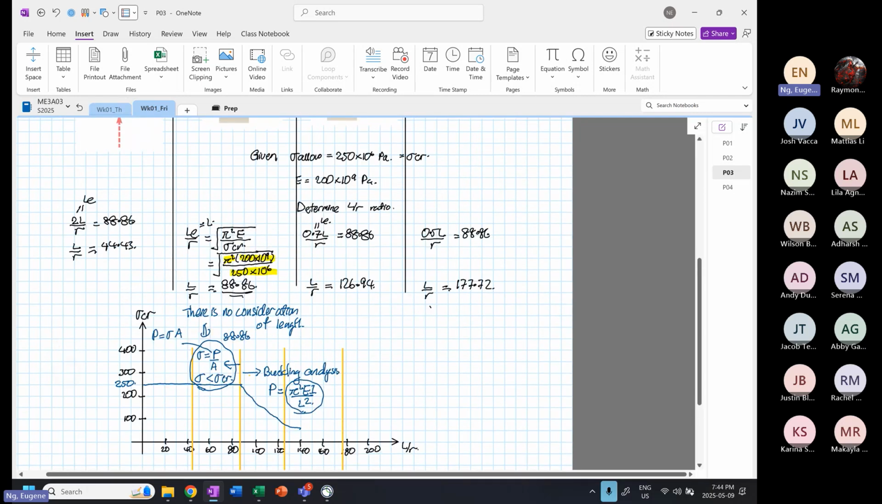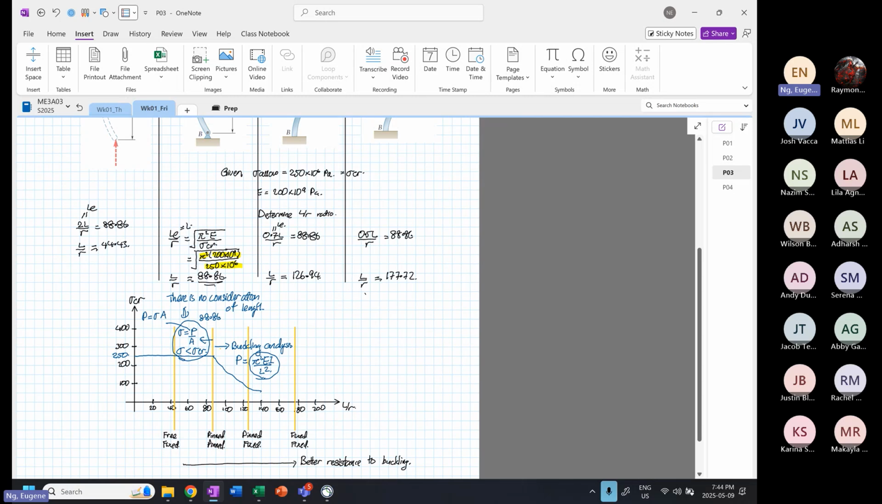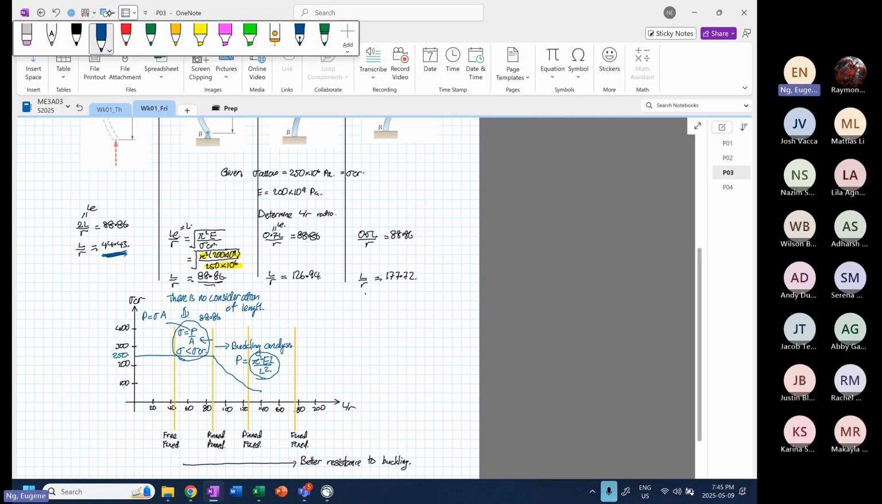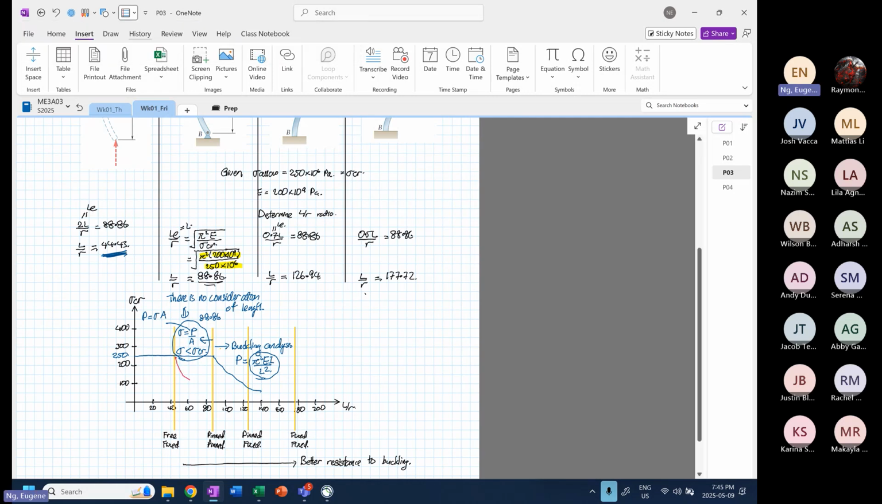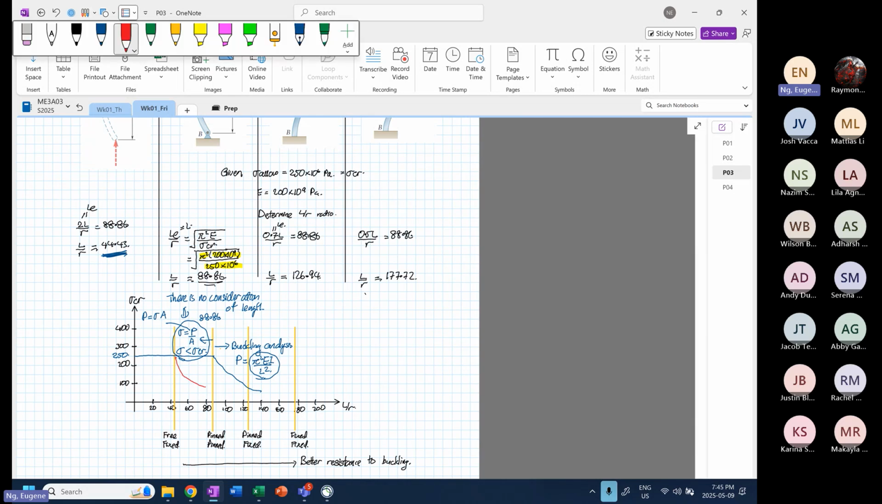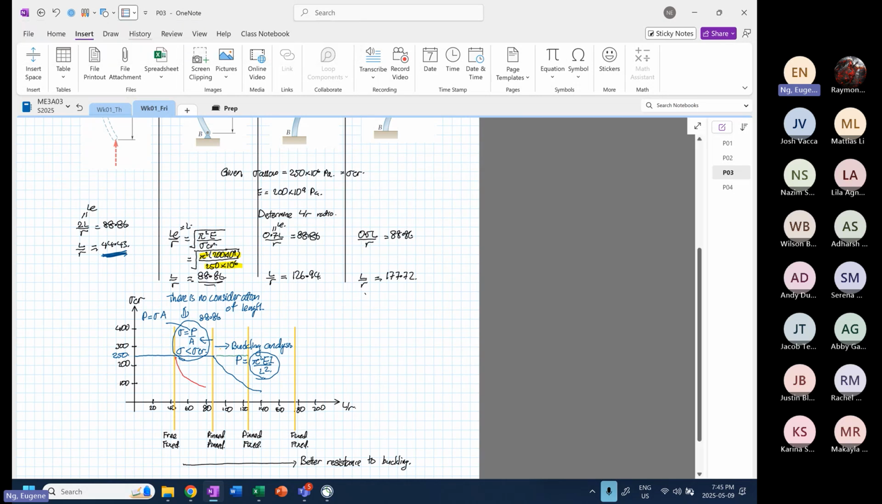So what does it mean if we have one end fixed and one end free? It means you have to start your buckling analysis much earlier. If one end is pinned and one end is free, you have to start your buckling analysis much earlier. When you have the next one, which is pin and fixed, you can prolong longer. You can use P over A. Then after the value of 126.94, you have to carry out buckling analysis.